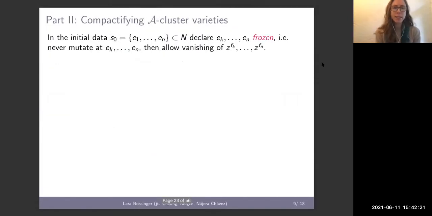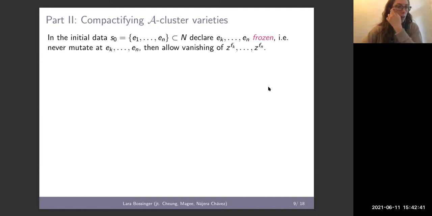Okay, so then let's move on to compactifications. There are many ways to compactify A cluster varieties. I will talk about one specific case that is in terms of freezing variables, just because it will be the one that applies to my examples.